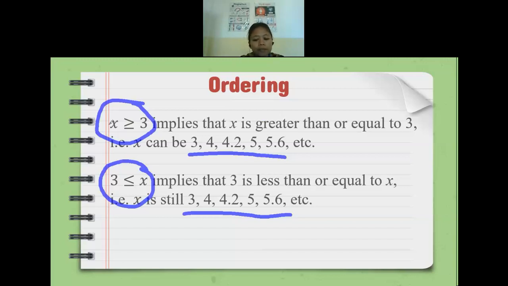So here I just want to tell you that these signs are actually equivalent. For example, if you have 3 less than or equal to x and you have difficulty finding what x is, it is better to switch the numbers so x is on the left side and 3 is on the right side. But don't forget the sign, you have to flip it also. So when you move the number to the other side, the sign will be flipped too.